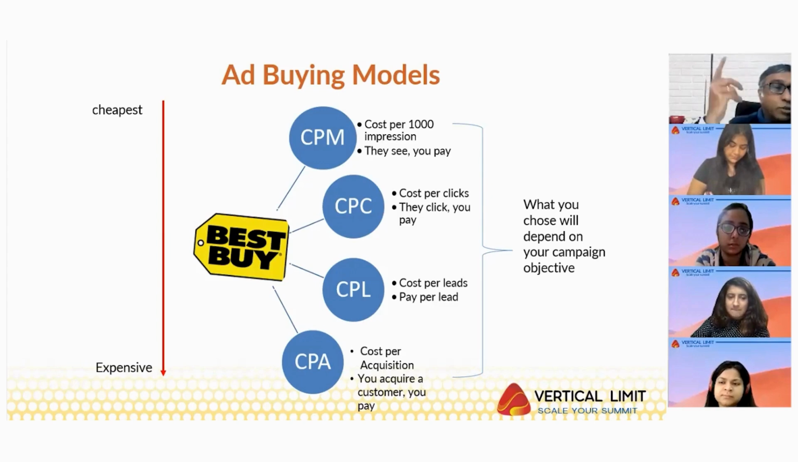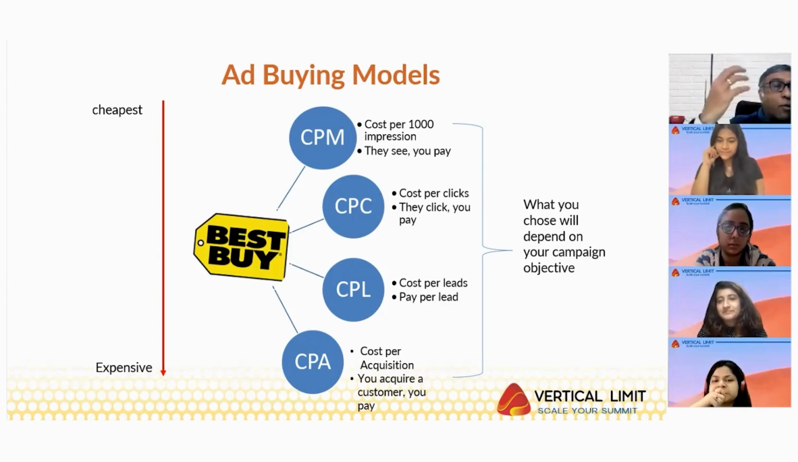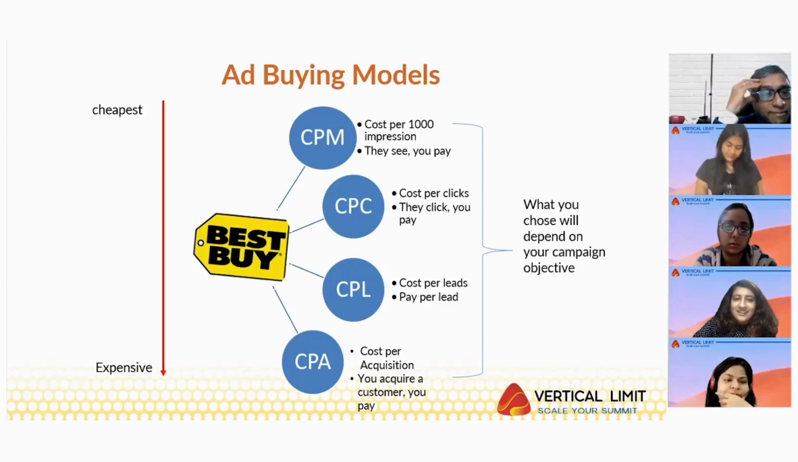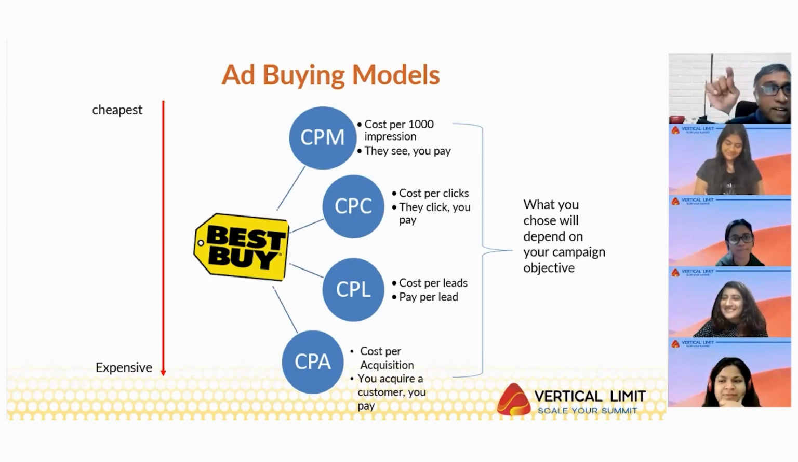Now, a question to all of y'all. If I was a brand and I wanted to create awareness, what is the model that I would choose? CPM. Is that a question or was it a statement? It sounded like a statement with a question mark at the end of it. So for increasing awareness, it makes sense to go with CPM, because I would want the maximum number of people to know about the website. Good answer. Absolutely right.